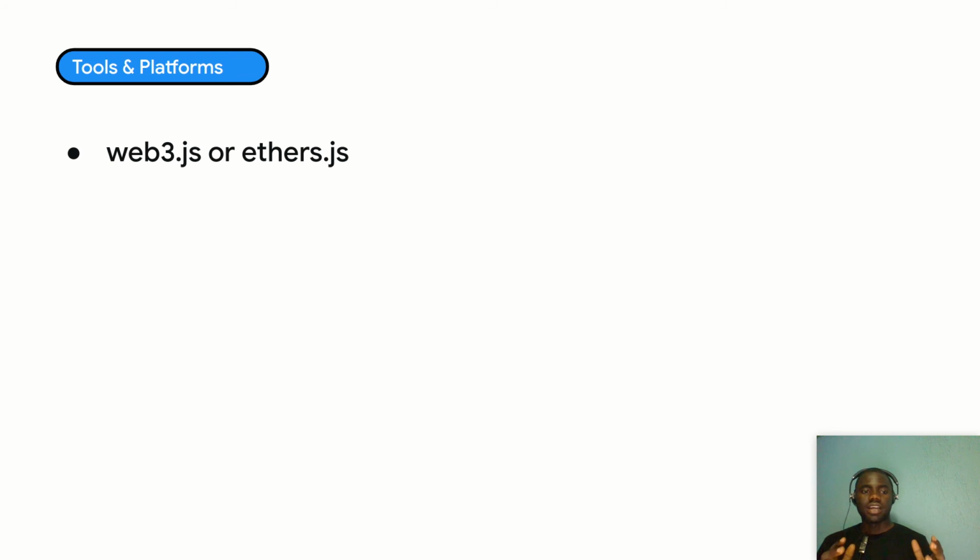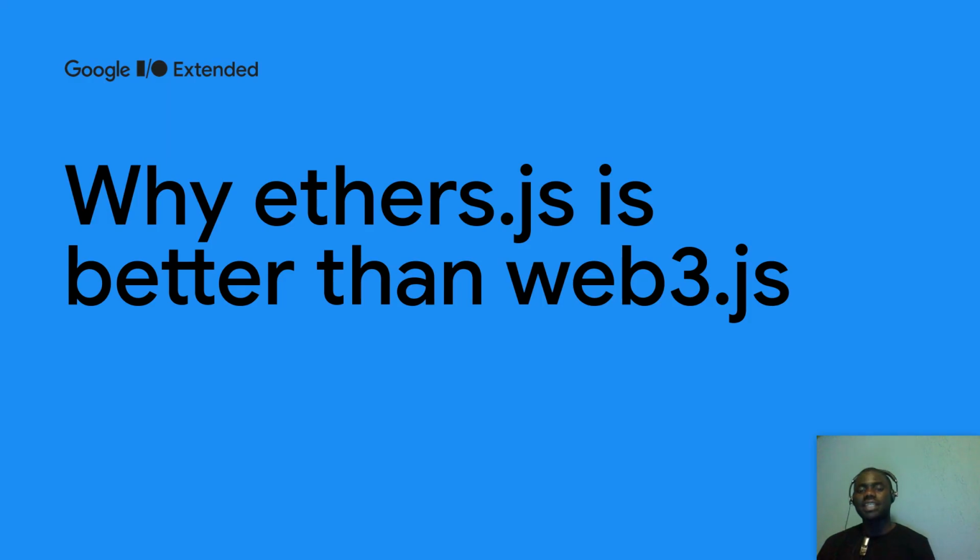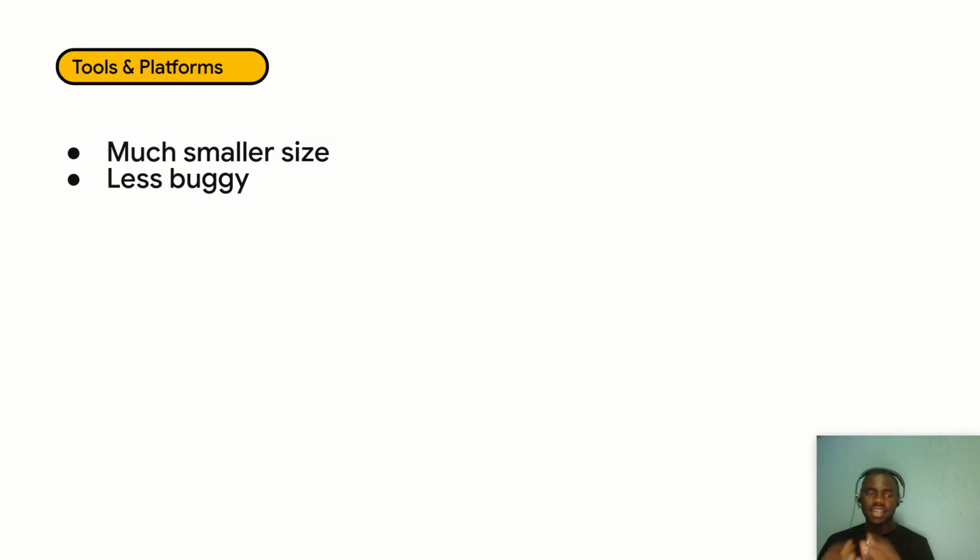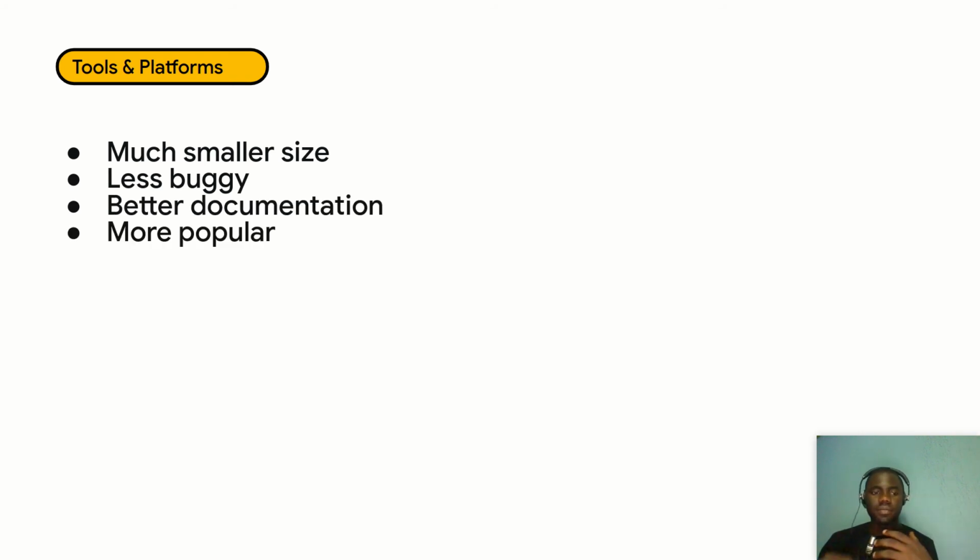Web3.js or ethers.js. These are two libraries you can use to interact with smart contracts on the front end. They have different components, but ethers.js is one of the most popular and is better than web3.js. Why? We're going to see why. The first is that it's much smaller and less bulky. It's lightweight. You can easily get started with it ASAP. The documentation is quite better.